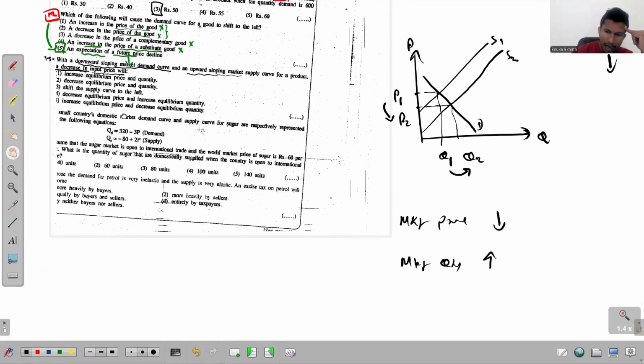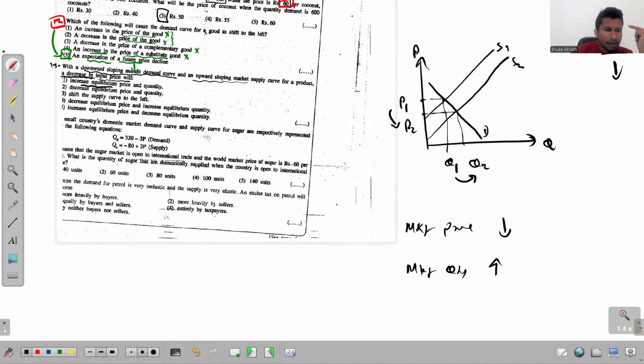Let's look at the options. Increase in equilibrium price and quantity. No, only the quantity increases, but the price decreases. So this is not the answer. Decrease equilibrium price and quantity. No, only the price decreases, quantity increases. Shift the supply curve to the left. No, the supply curve gets shifted to the right side. So that is also wrong. Decrease equilibrium price, yes, true. Increase equilibrium quantity, that is also true. And the answer for this question 13 is this fourth one. So no point of reading the other one.